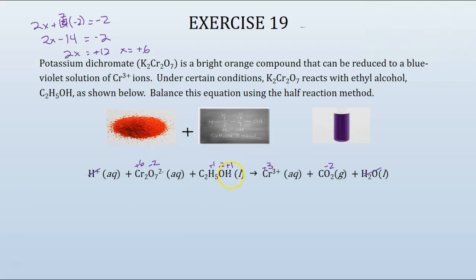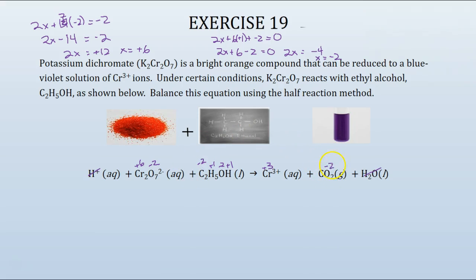The carbon here, this is a little more complicated, but nonetheless we can do it. 0 is equal to 1, 2 minus, plus 6, 1 plus 2x. Okay, so we have 2x plus 6 minus 2 is equal to 0. So 2x is equal to a negative 4. X is equal to a negative 2. So we have a negative 2 carbon there.